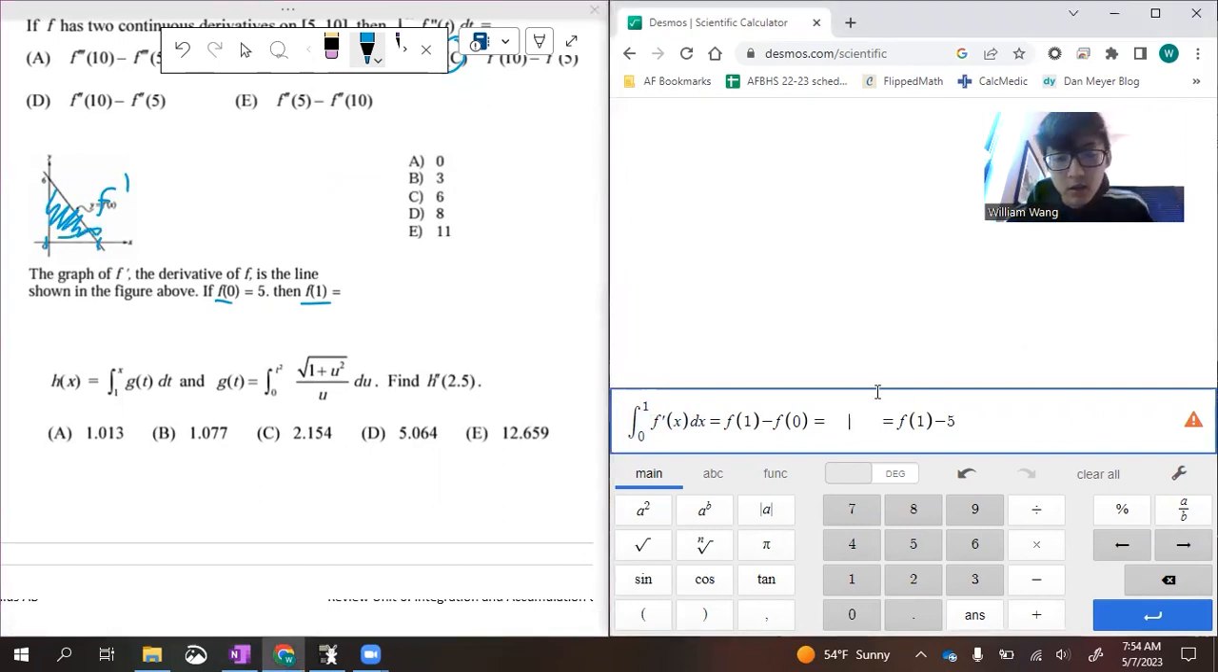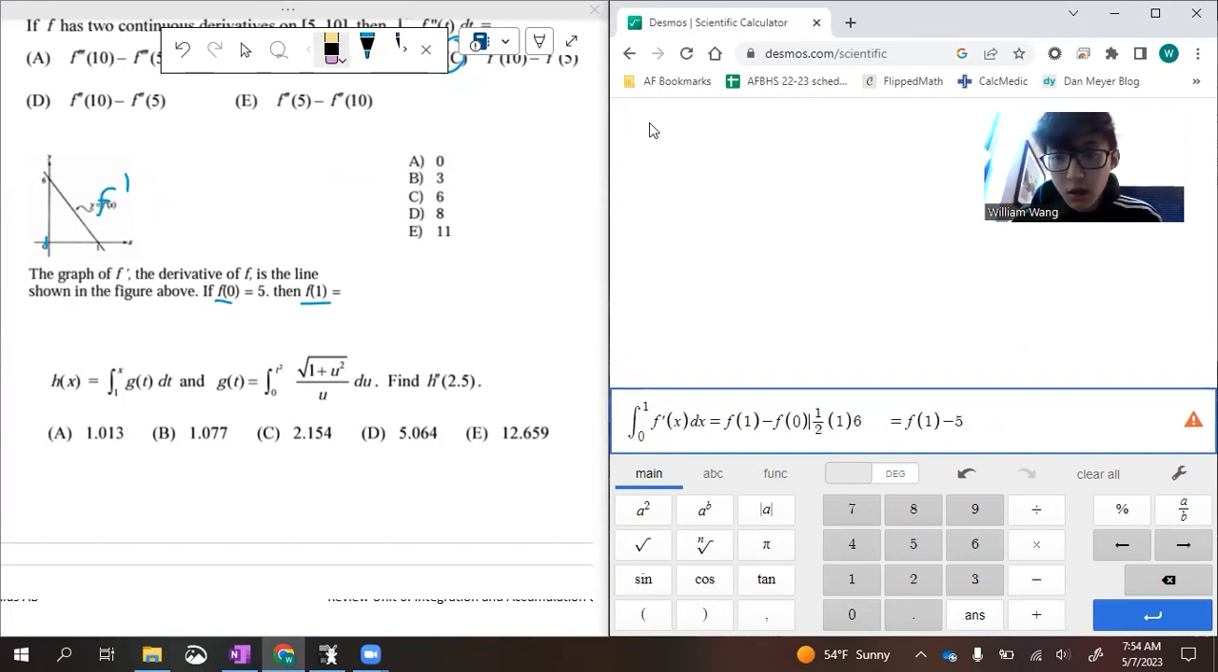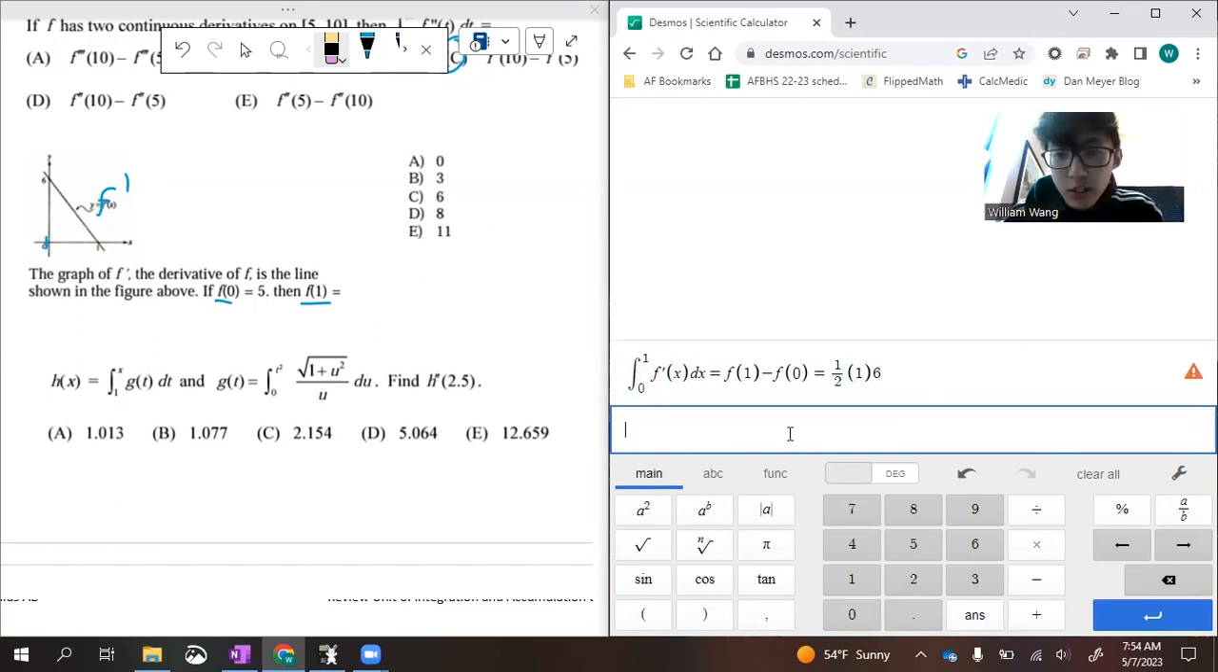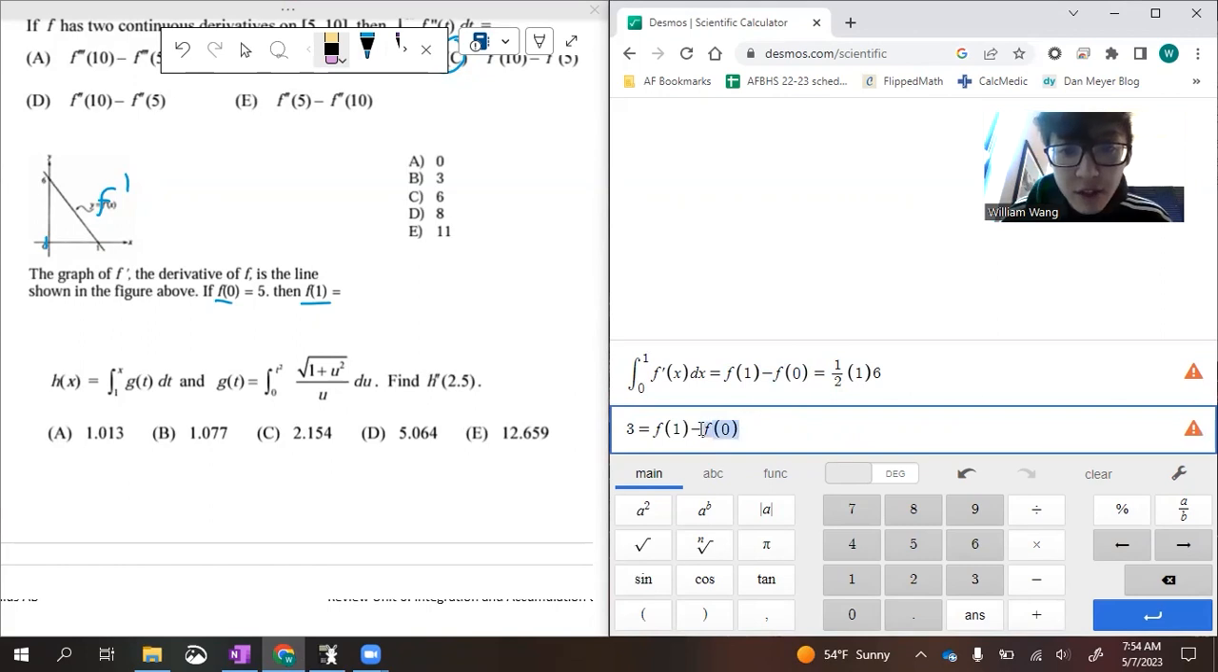So that is the area of a triangle. So to calculate that, it's 1/2 base times height. My base is 1 here. And you can see it's 1, so I'm integrating from 0 to 1. My height here is actually 6, so it's times 6. Which means my integral from 0 to 1 is equal to 1/2 times 1 times 6, which is going to be equal to 3. And that's also equal to f of 1 minus f of 0. F of 0, they said, is 5.